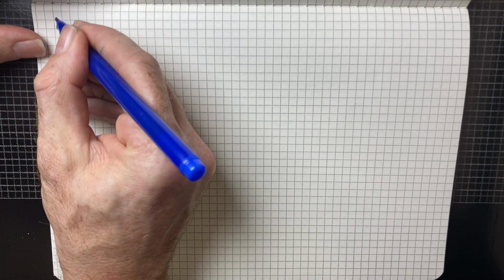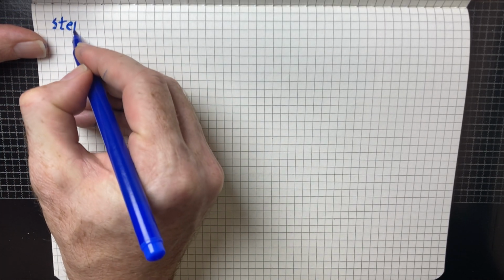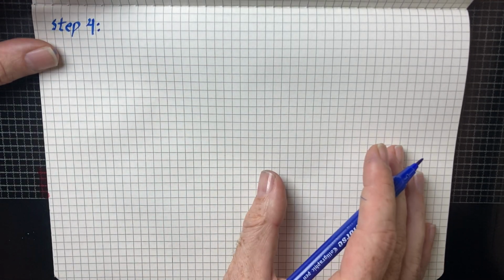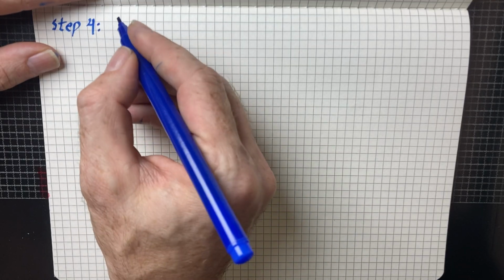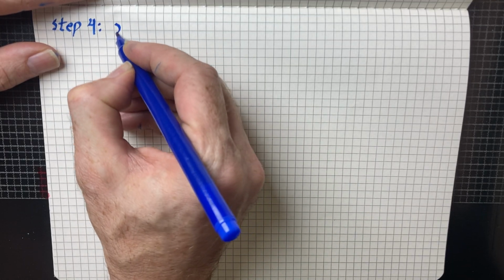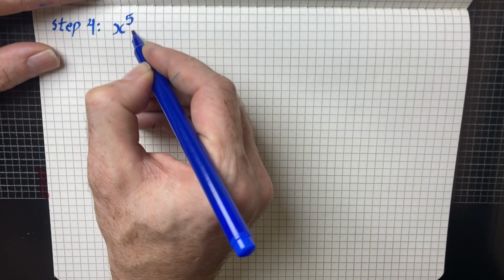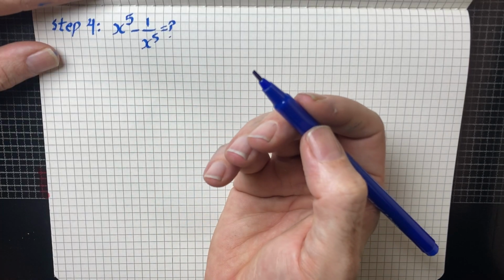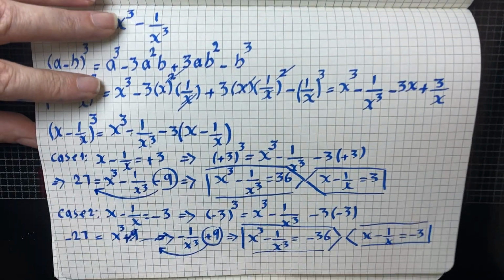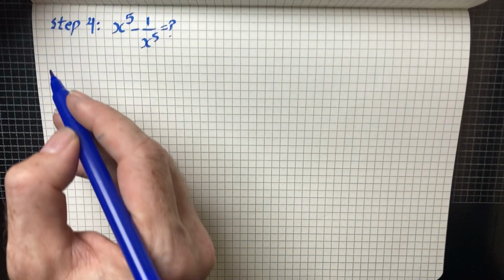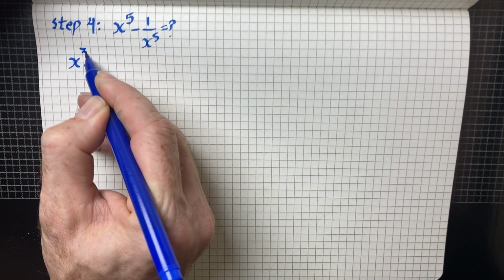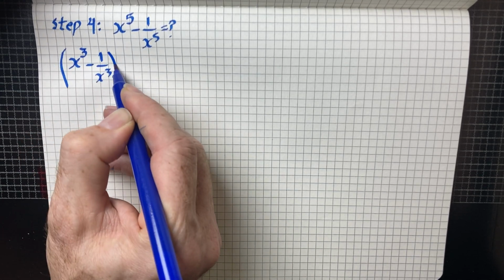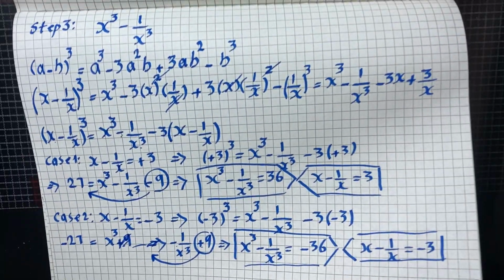Step 4. Okay. In the last step, I'm going to solve and find the final answer, which means we need to find out x to the power of 5 minus 1 over x to the power of 5. But how? From step 3, we have got x cubed minus 1 over x cubed, right? Okay. From step 1, can you remember step 1?